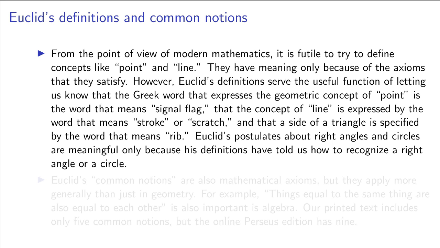And when Euclid makes postulates about right angles and circles, when he says, you can draw a circle given any center and any radius, these are meaningful only because his definitions have told us the properties of a right angle and of a circle, so we can recognize that his statements are true about the right angles and circles that we're familiar with.